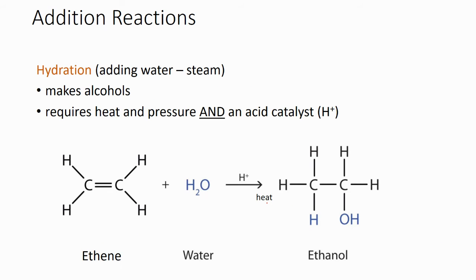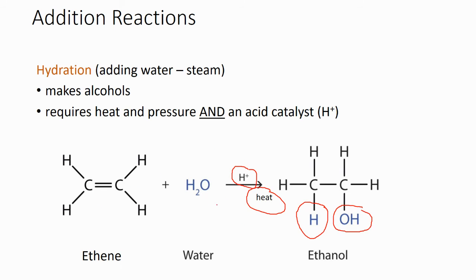The final addition reaction that you need to know is adding water or steam. Now this makes alcohols, because what happens is that one of the hydrogens from the water joins here, and the OH from the water, you've got H2O here, joining across the double bond. Now it requires heat and pressure and an acid catalyst. So you need to say that it's heat and just put H+ for acid. So those are the conditions that this reaction happens.